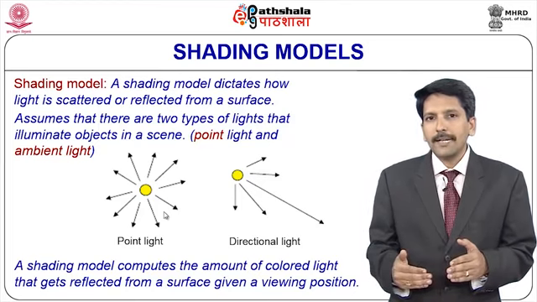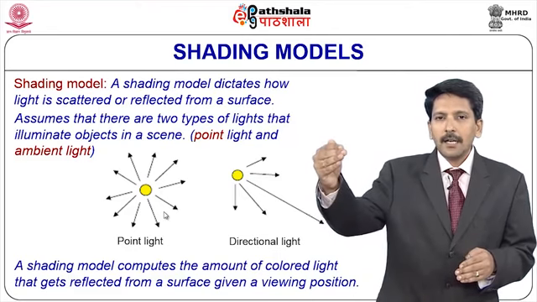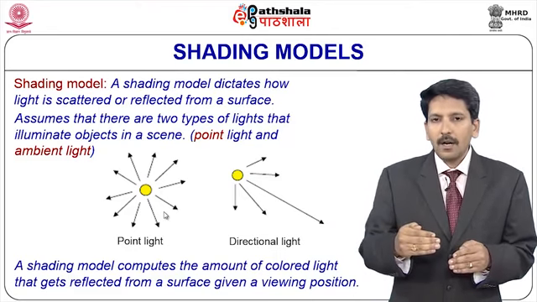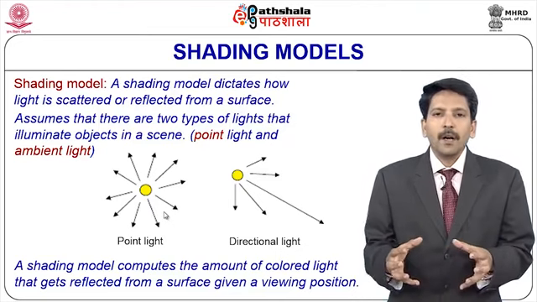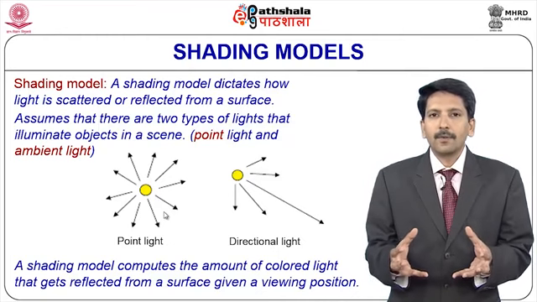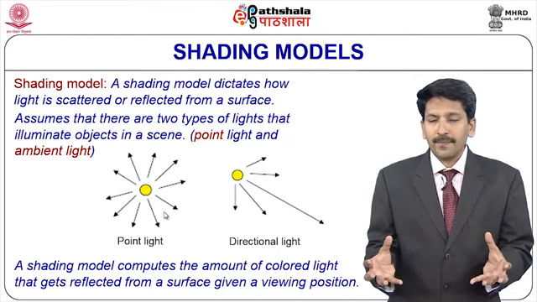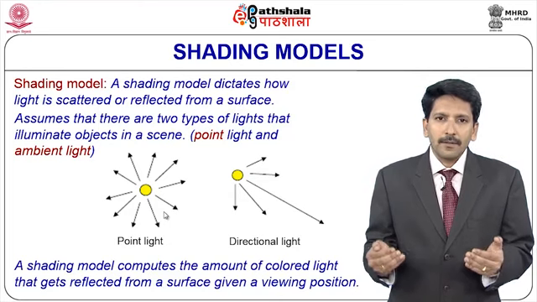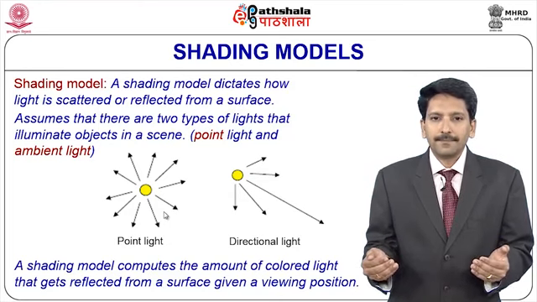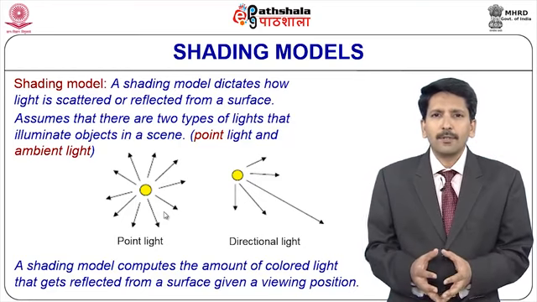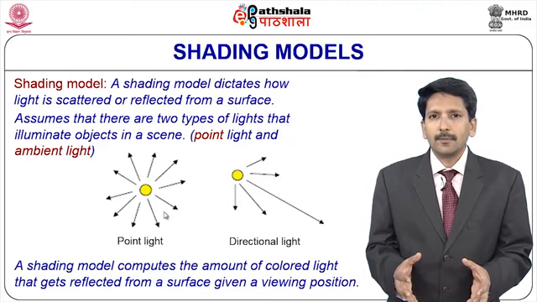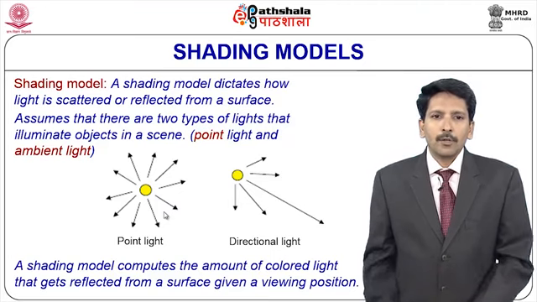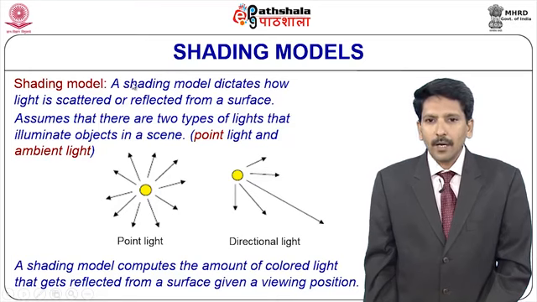So how do we compute the light interactions? Say there is a light and the light is incident upon an object, and how the object reflects light, or how the object absorbs light, or with what materials the objects are made up of, so that their surface properties are evident. And when we observe the objects from a distance, how do they appear? All this computation of light, or interactions of light with various surfaces of objects, is done in the shading model. A shading model dictates how light is scattered or reflected from a surface.